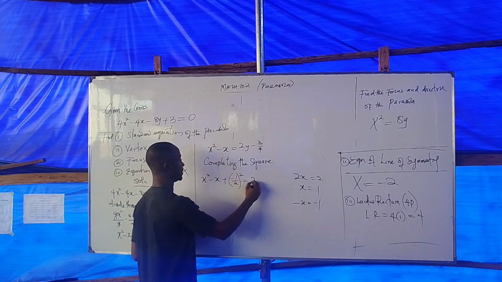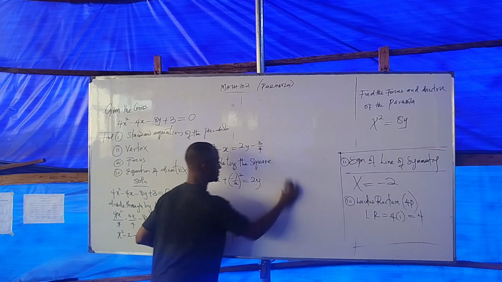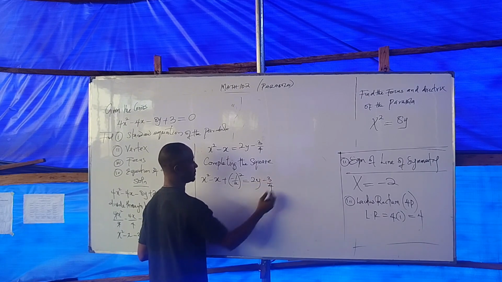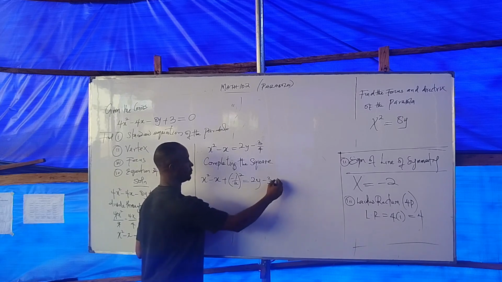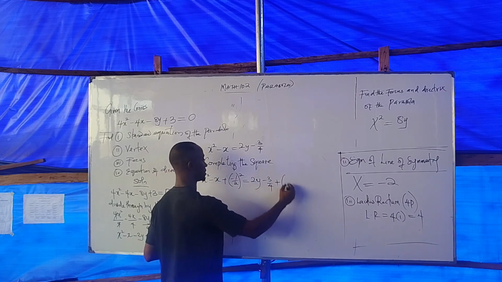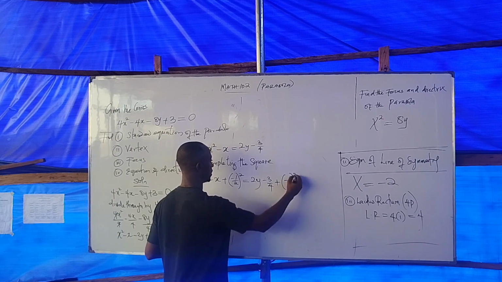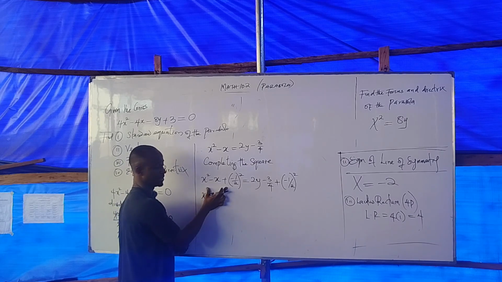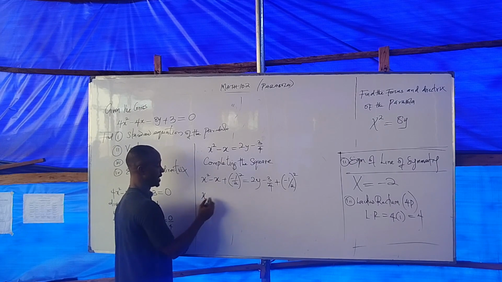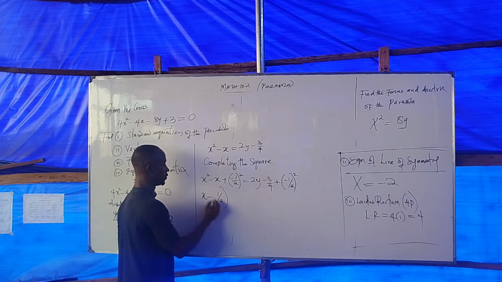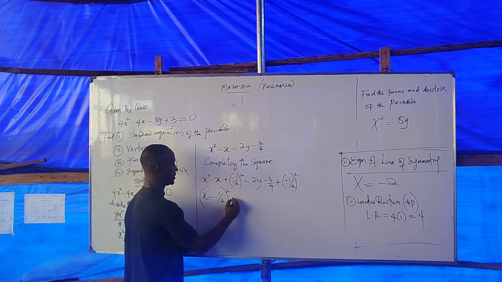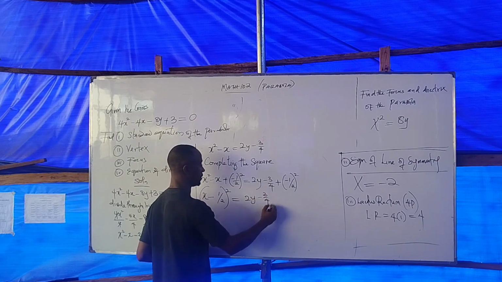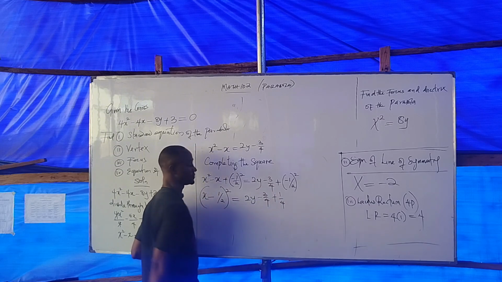Equals 2y minus 3 over 4, plus minus 1 over 2, all squared. We are adding. So what we have here can be converted to a binomial. Here becomes x minus half, all squared, equals 2y minus 3 over 4 plus 1 over 4. Are you aware?